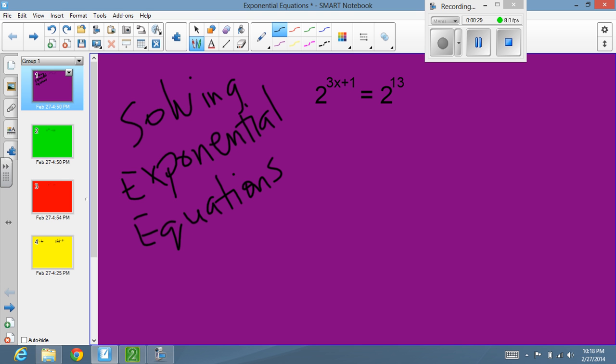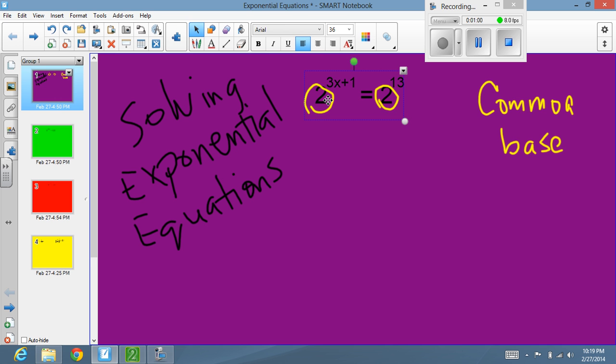Okay, in this case, we have a situation where I have 2 raised to the 3x plus 1 equals 2 raised to the 13. Now this is a good thing, okay? Because the key to these is we need to have a common base. And our goal is going to be to create a common base if we don't currently have one. And in this case, we do have a common base. The common base is 2, okay?